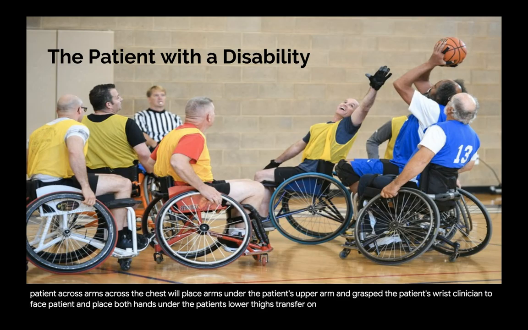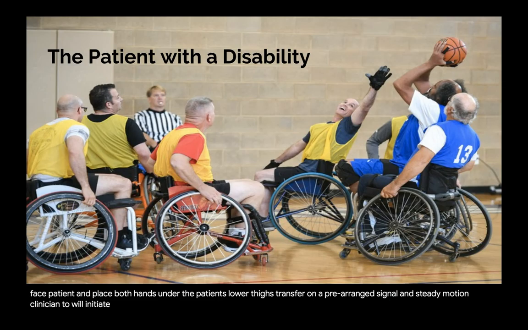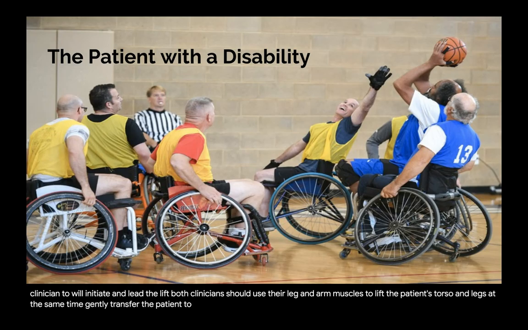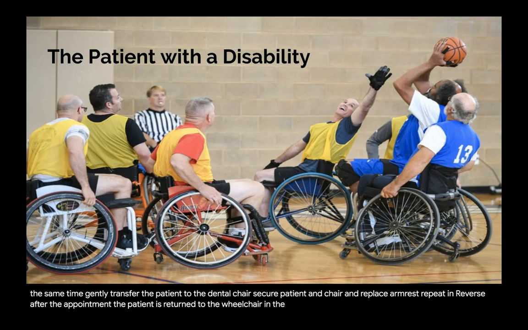Transfer. On a prearranged signal and in a steady motion, Clinician 2 will initiate and lead the lift. Both clinicians should use their leg and arm muscles to lift the patient's torso and legs at the same time. Gently transfer the patient to the dental chair, secure the patient in the chair, and replace the armrest. Repeat in reverse. After the appointment, the patient is returned to the wheelchair in the reverse order of this procedure.